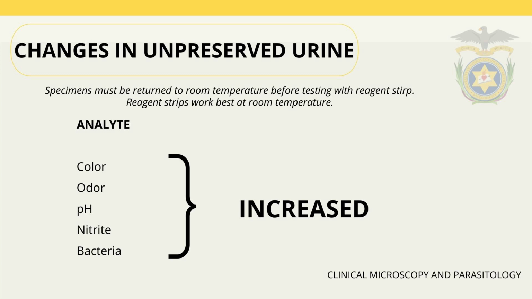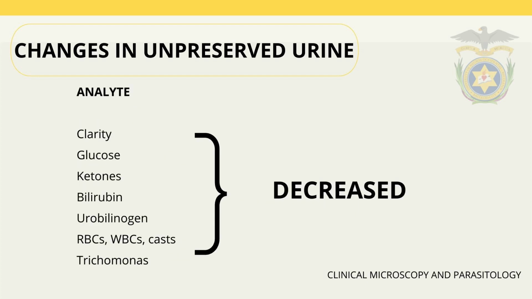These are the analytes that are increased in unpreserved urine: color, odor, pH, nitrite, and bacteria. On the other hand, these are the analytes that are decreased in unpreserved urine: clarity, glucose, ketones, bilirubin, urobilinogen, RBCs, WBCs, casts, and Trichomonas parasites.